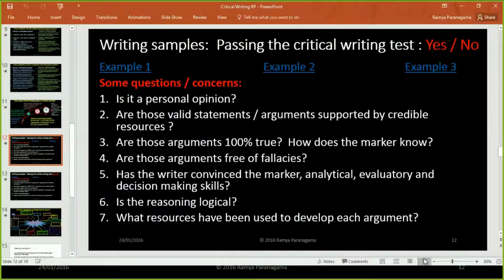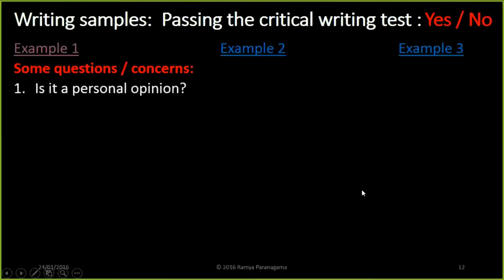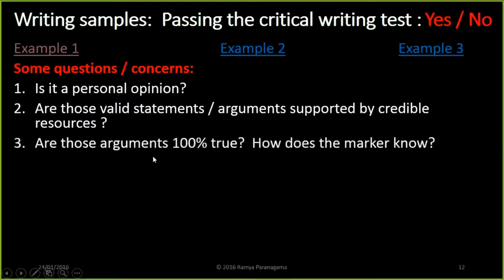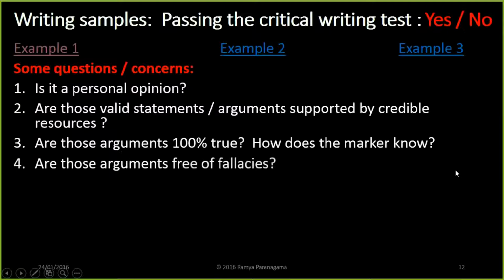How do we test? Here we are. Let's ask the first question. Is it a personal opinion? And you saw that it looks like it, right? I would say yes. Then, are those valid statements or arguments supported by credible resources? Obviously it is no. Are those arguments 100% true? How do I know whether they are 100% true? Because the writer has not proven that, right? So the marker is stranded and shocked, because cannot decide.